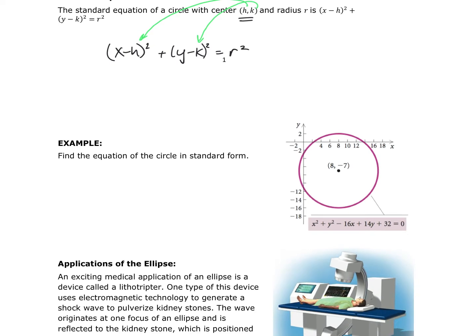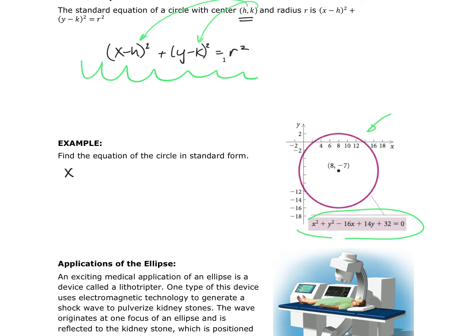If I'm asked to find an equation of a circle in standard form, here is the graph right here, and here's the equation. Now this is not in standard form. This up above is standard form. So what I need to do is complete the square, and I need to complete the square on both the x's and the y's.